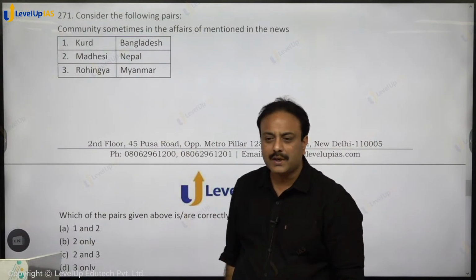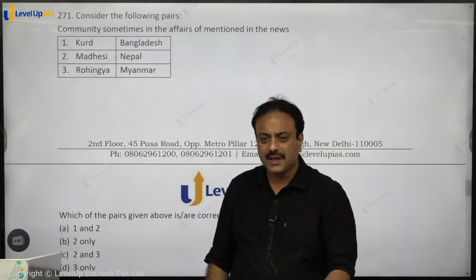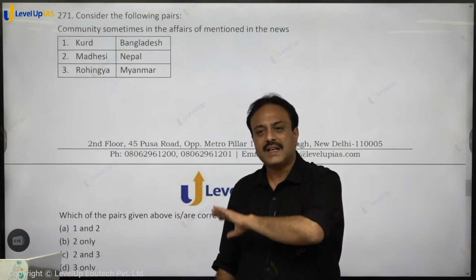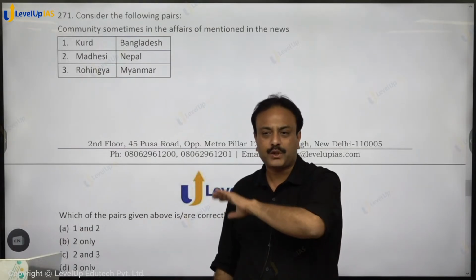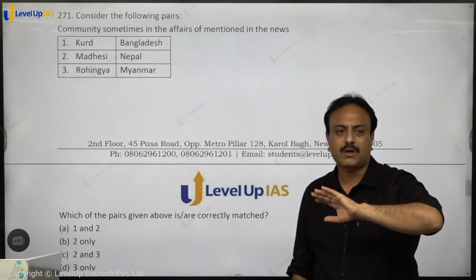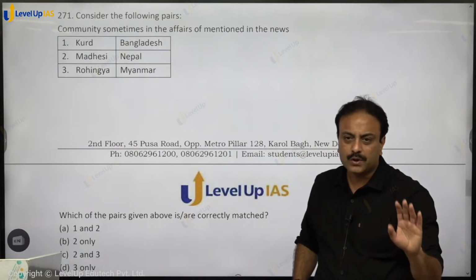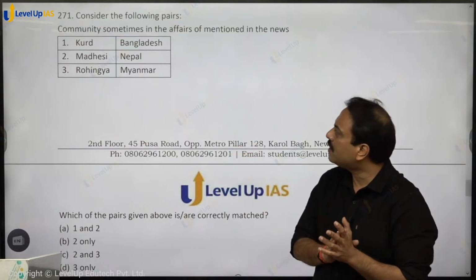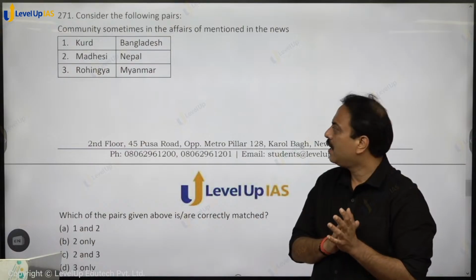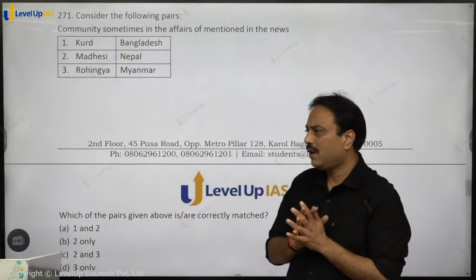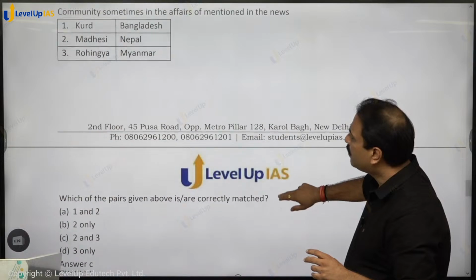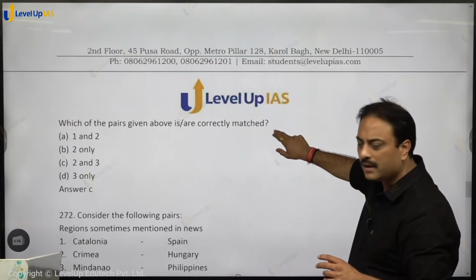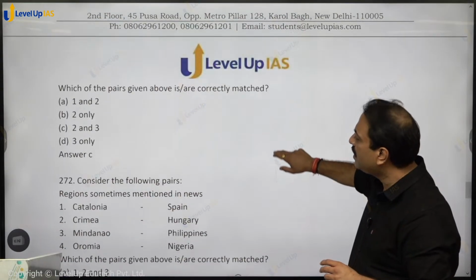Rohingya Myanmar is not a new thing. Rohingya are from Myanmar. It is a Muslim community, and Myanmar is doing a lot of crimes against this community, so they are forced to flee from the country and they belong to Myanmar. Clear? So Kurd, Bangladesh is wrong. Madheshi Nepal is correct. Rohingya Myanmar is correct. So what will be the answer? 2 and 3 only. Option C, C for cat, will be the right answer.